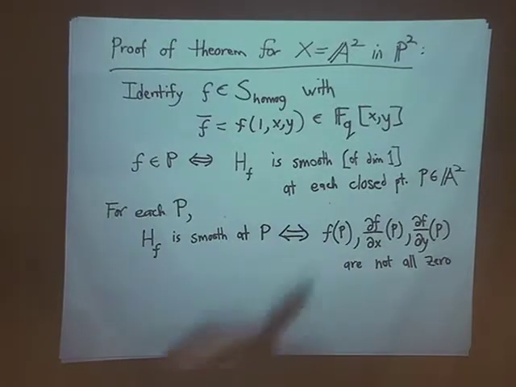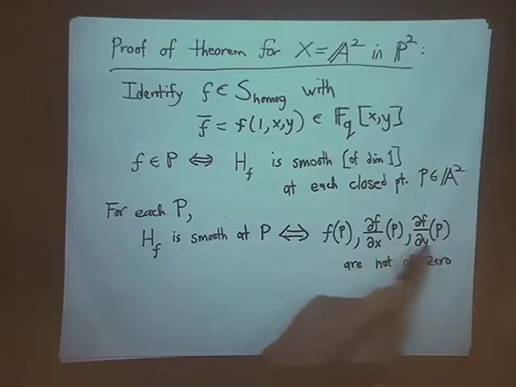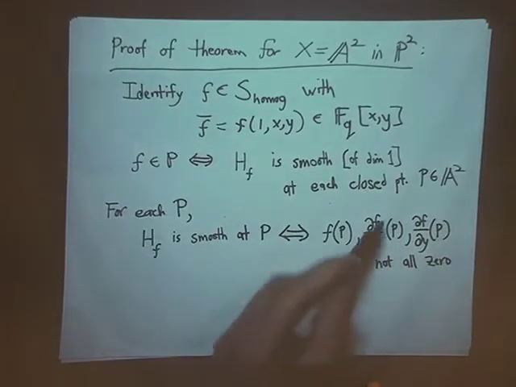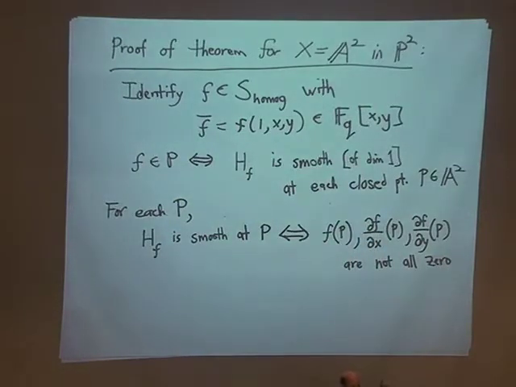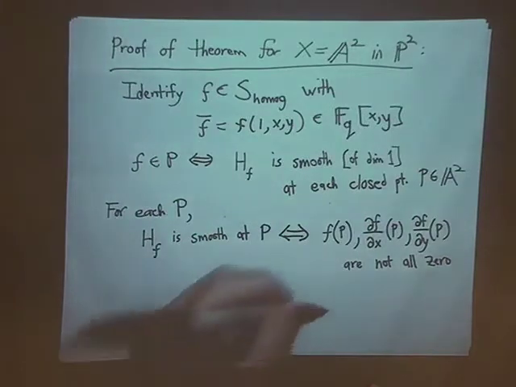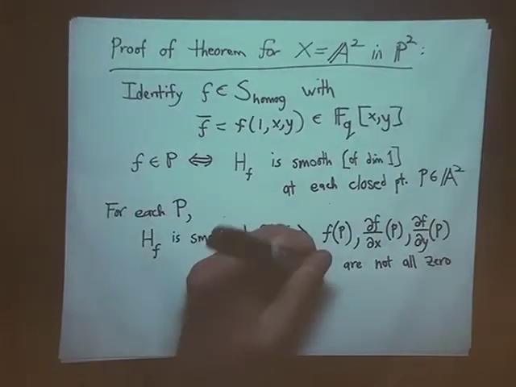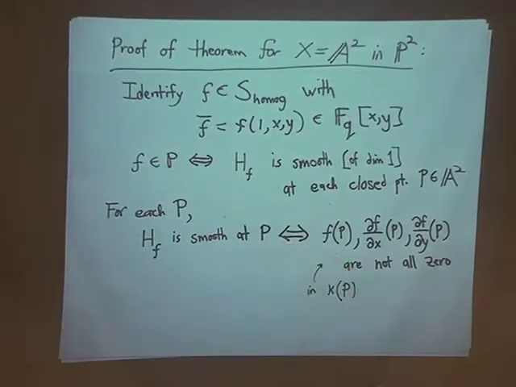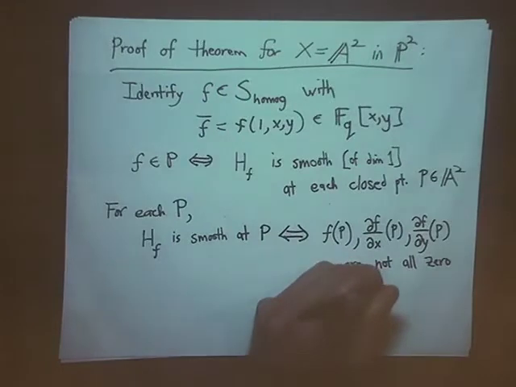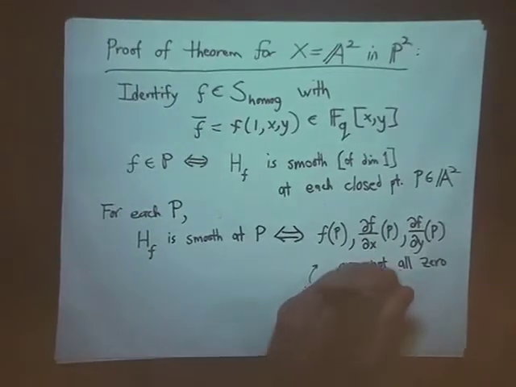By the way, what I really mean by evaluating at a closed point is that you take the polynomial, say partial f, partial x, and you look at its image in the polynomial ring modulo the maximal ideal corresponding to P. So all three of these numbers take values in the residue field at the point P, which is a finite extension of FQ, namely FQ raised to the degree of that point.